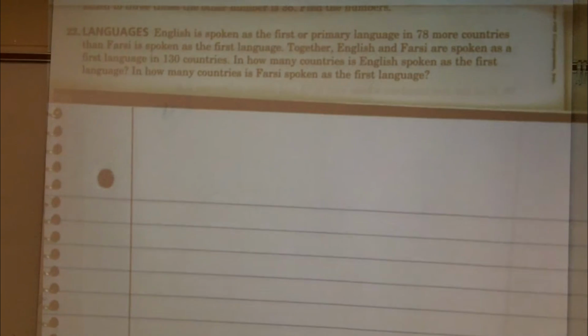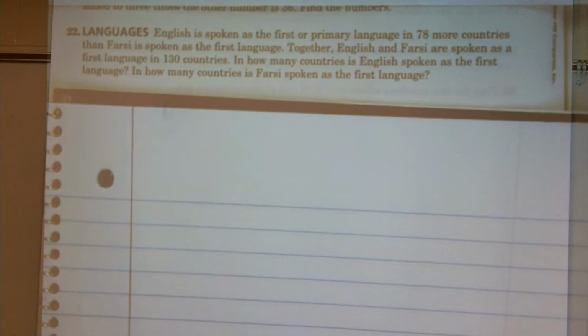So in this problem, it says English is spoken as the first or primary language in 78 more countries than Farsi is spoken as the first language. Together, English and Farsi are spoken as a first language in 130 countries. In how many countries is English spoken as the first language, and how many countries is Farsi spoken as the first language? So, guys, remember the first thing we talk about anytime we're dealing with word problems, we need to make sure we define our what?